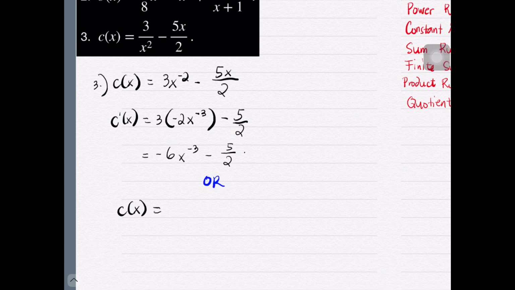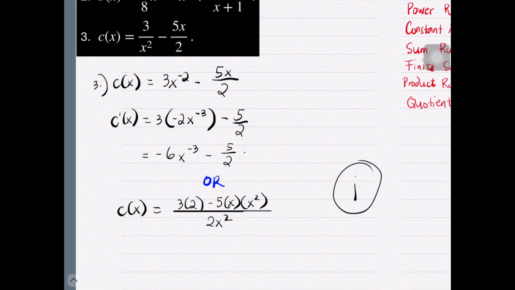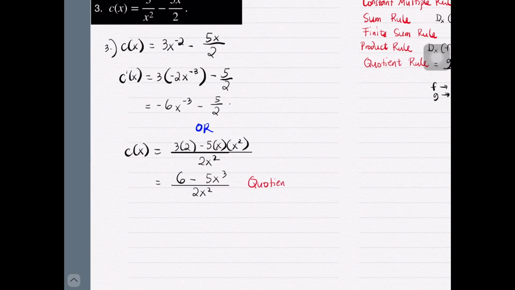For another method, we can have 3 over x squared minus 5x over 2 in a single fraction. If you want to review on how to do this in operating fractions, just click our suggested video. With this single fraction, we can now apply quotient rule.